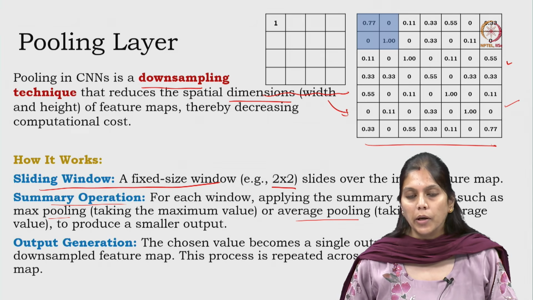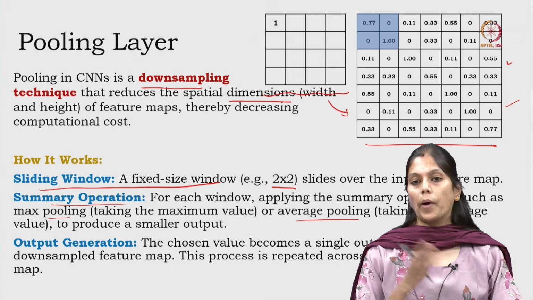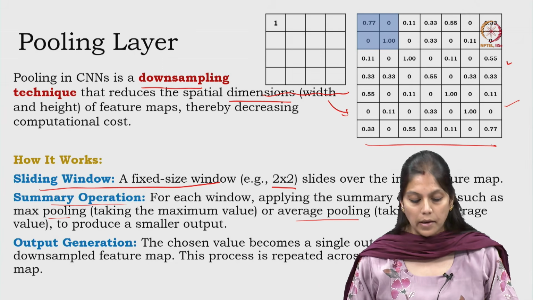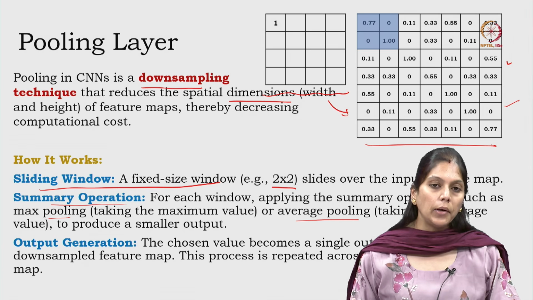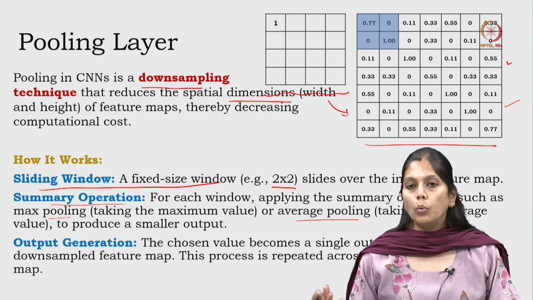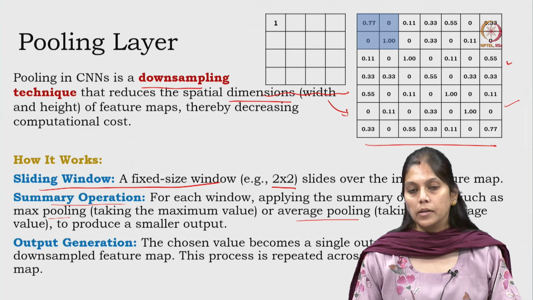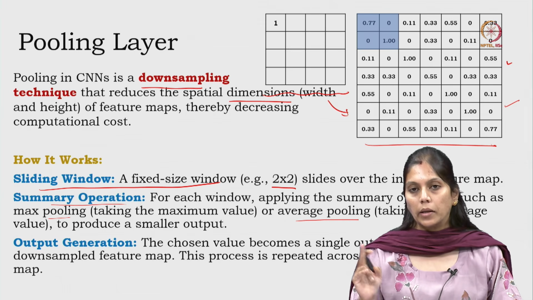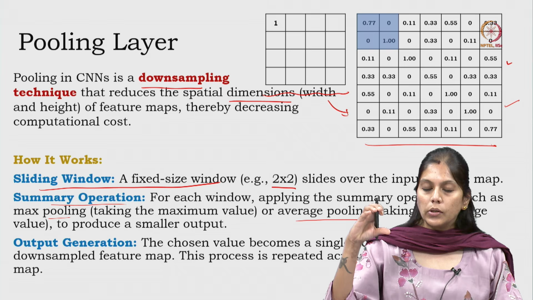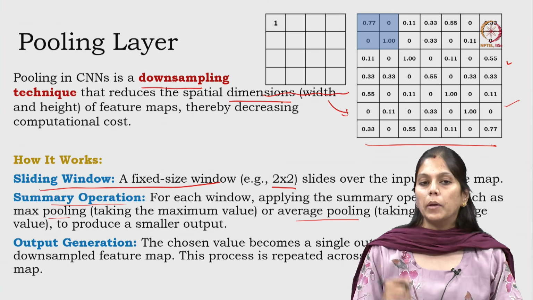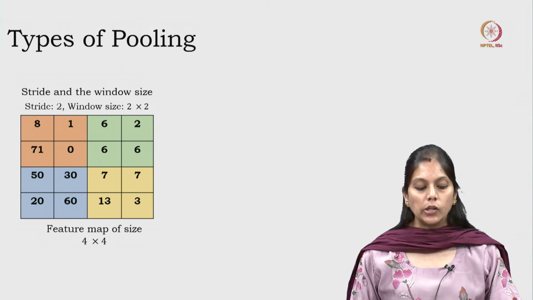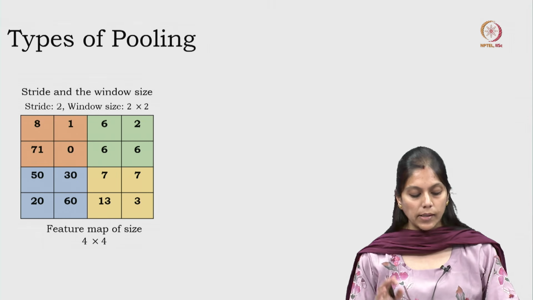Definitely it will reduce the computational cost, and that is what is required to pass it to a fully connected layer. So, from this you are only understanding what pooling is. It is a downsampling technique. How does it work? It requires a fixed size window which will slide over the entire feature map, and when a window is on a particular part of a feature map, you will apply a summary operation. Those summary operations can be any one of these.